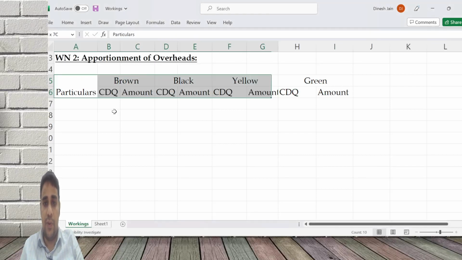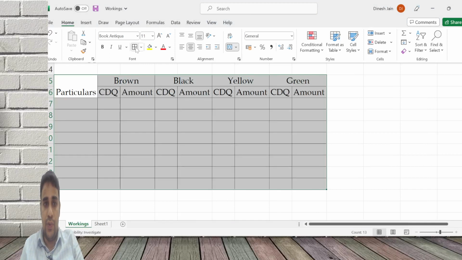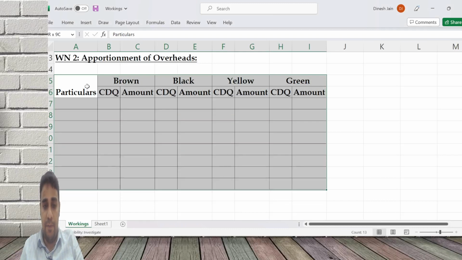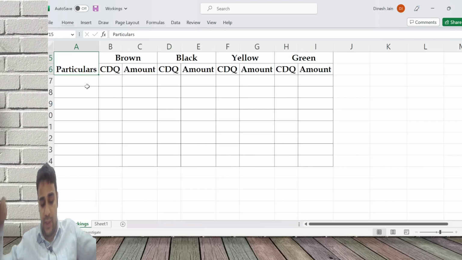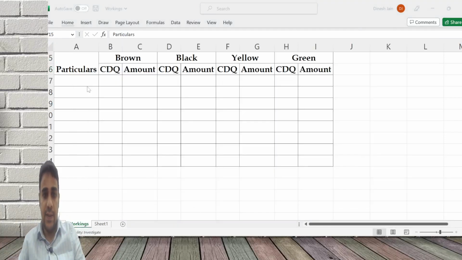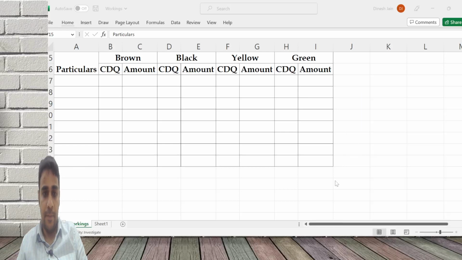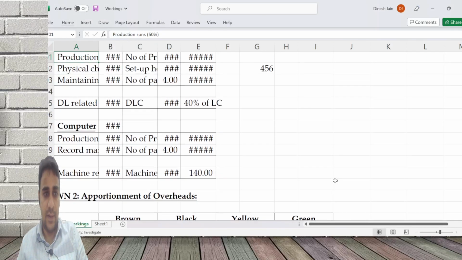We're going to now pass on the overheads to each of the products using the recovery rates which you have calculated above. Particulars, 4 products with 2 subcolumns each, CDQ and amount. Let's start with the first expense.